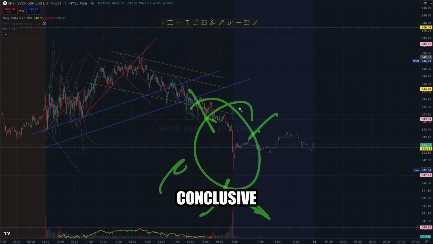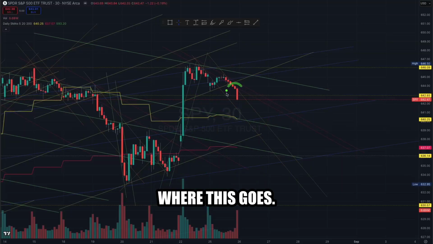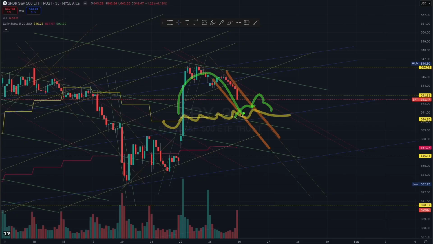Now, this is not conclusive yet. You have to wait till tomorrow for structure to see where this goes. But otherwise, if this continues to head down here, you are clear about where the target will be, and that will be the 5-day moving average here. Wait for structure before it starts heading down, especially near to that blue algorithm here.